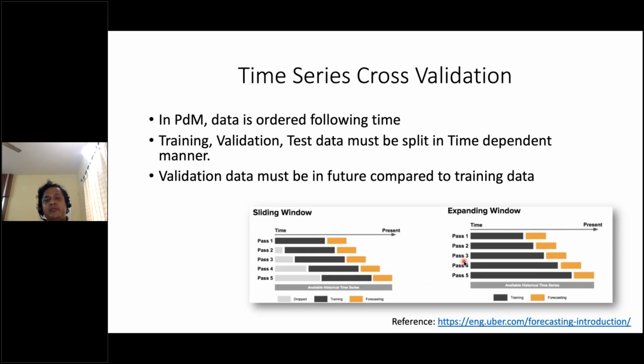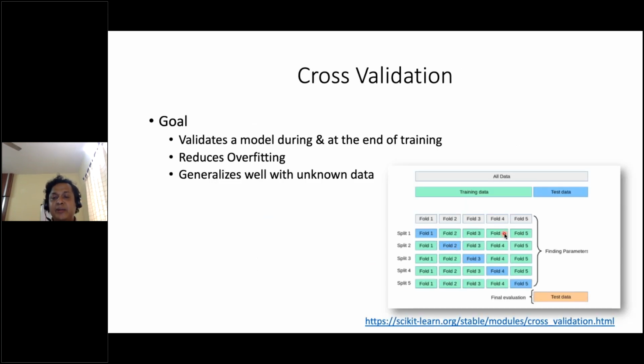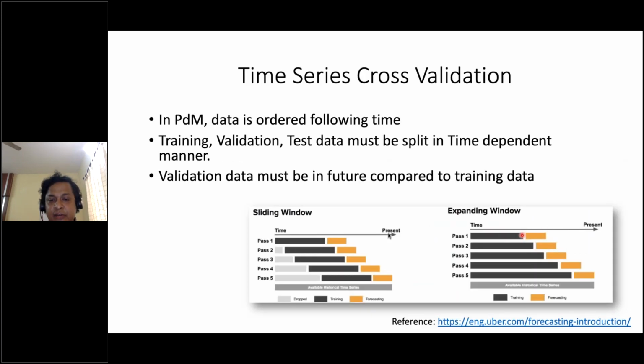Now, in a time series problem, which is our predictive maintenance, we can't do a random validation. I can't build a model based on February, March, April, and May's data and validate it on January's data. I can't say I want to predict whether an asset is going to fail in January, because that's not my goal. I want to validate the model on future data. So we build a model on past data and validate it on future data. Again, there are two approaches, sliding window and expanding window. I'll request you to visit this link and read about it.